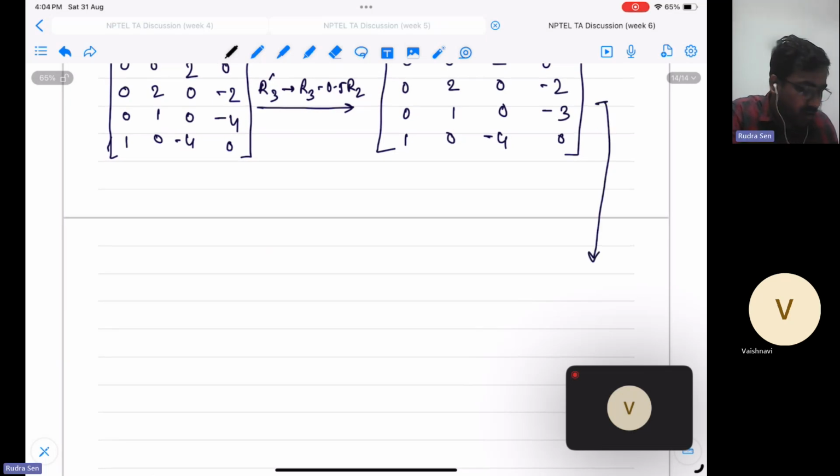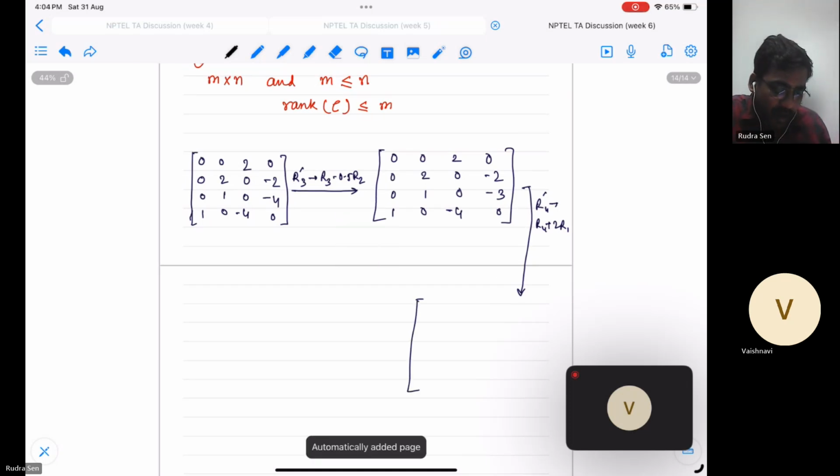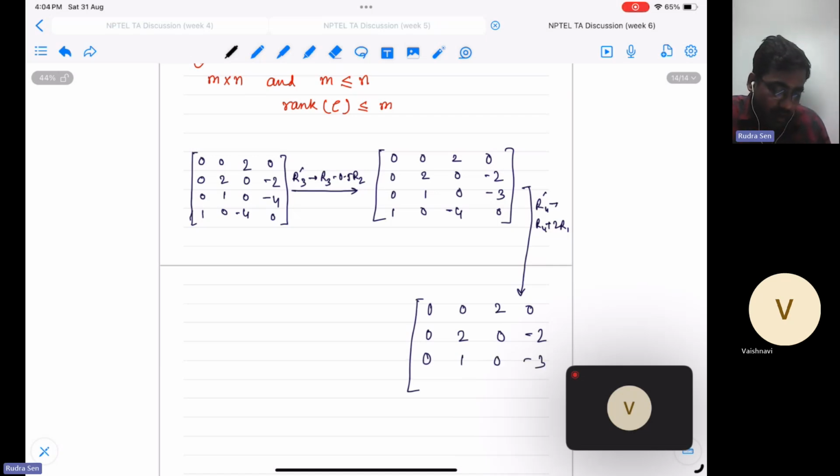I'm just showing it over here: R4, let's say R4 plus 2 R1. I'm changing this R4 term. Okay, 0, 0, 2, 0, 0, 2, 0, minus 2, 0, 1, 0, minus 3, and R4 plus 2 R1, right? So this is 1, 0, 0, 0, 0.